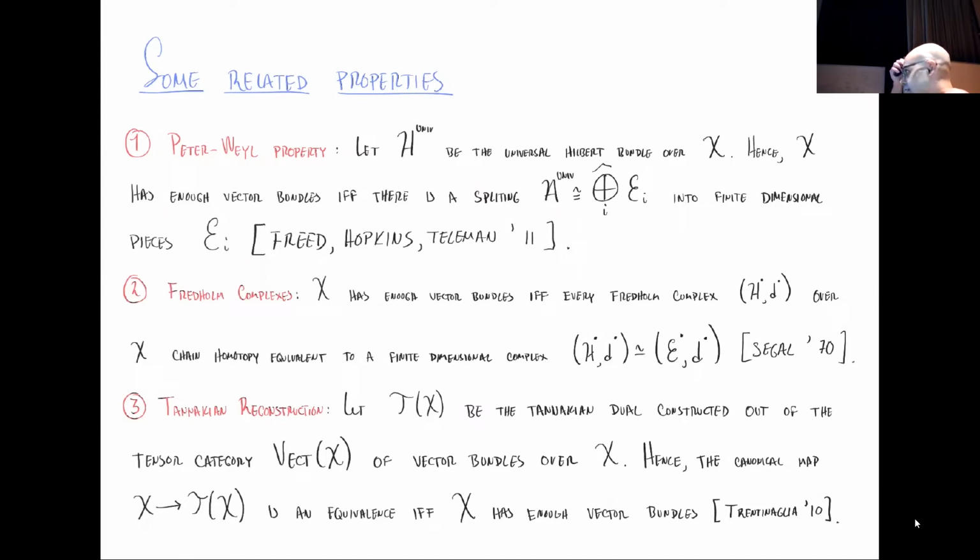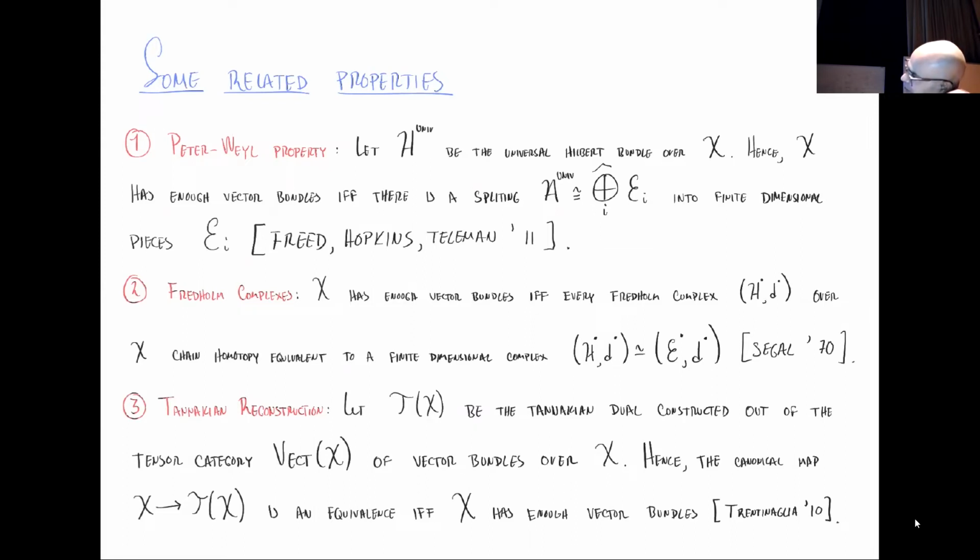So these two properties, the Peter-Weyl property and this Fredholm complex property, are deeply connected with, let's say, some K-theoretic aspects of differentiable stacks or topological stacks. And in fact, this second property can also be thought of as a sort of Atiyah-Segal type property, which relates the K-theory of X defined in terms of Fredholm complexes or Fredholm operators, and the naive K-theory defined in terms of finite dimensional vector bundles.